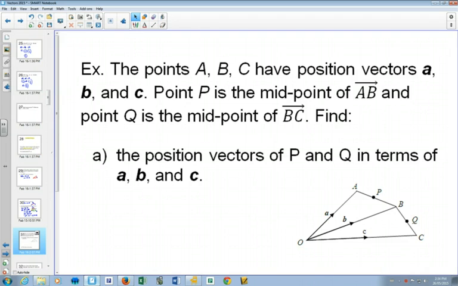So here we've got 3 points, A, B, and C. And we've got 2 midpoints, P and Q. And we've got position vectors A, B, and C from the origin. And we want to write P and Q. So we want to find out what the position vectors of P and Q are.